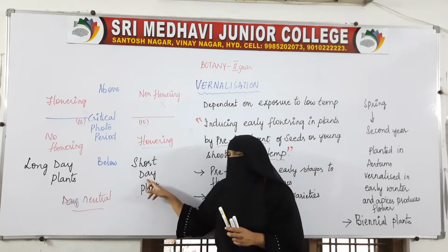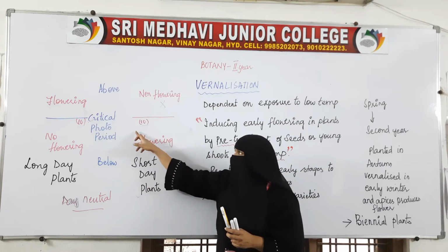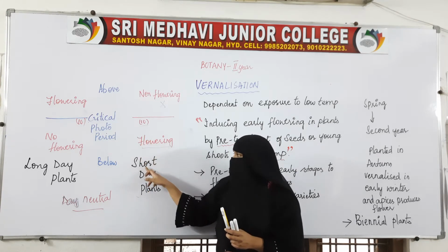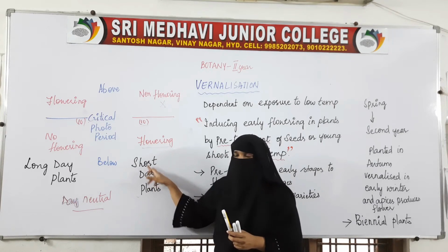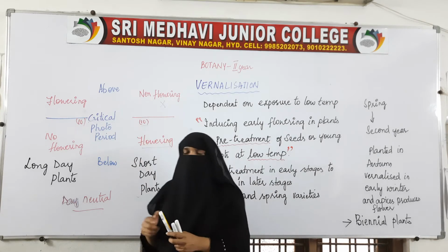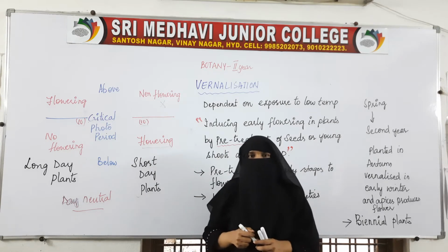You remember this, day means sunlight. If they need less sunlight than this critical period, then it is called what? Short day. Less sunlight, short. More sunlight, that is above the critical period, then they are called long day plants.